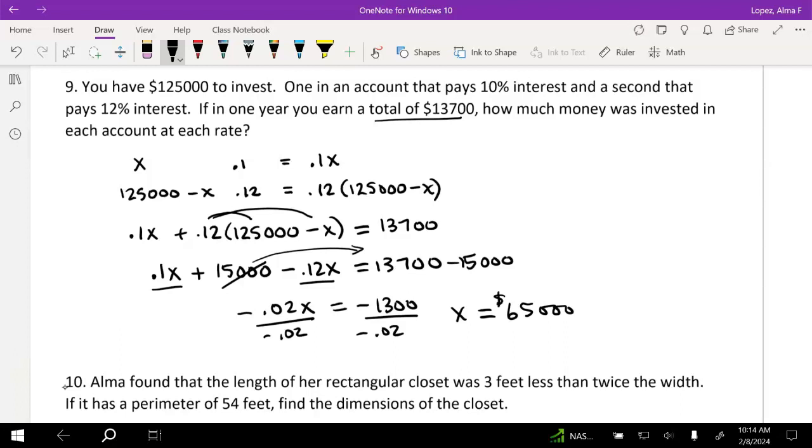Well, if one part of the money is 65,000, to get the other part, I'm going to say, well, what is 125 minus 65,000? And that's how you get the other part, the other investment of 60,000.